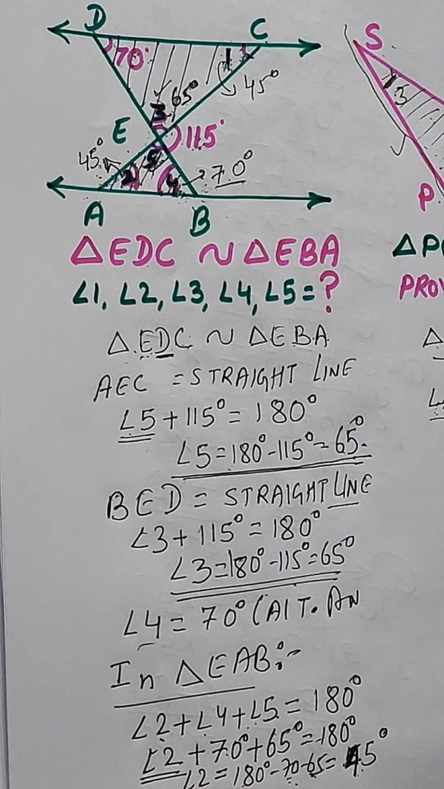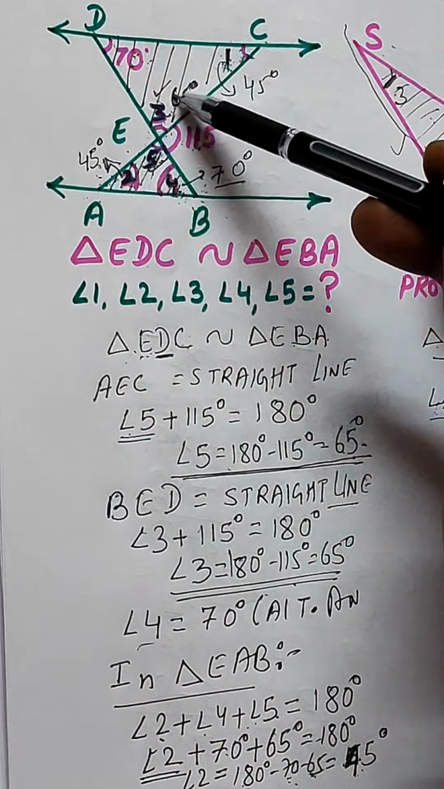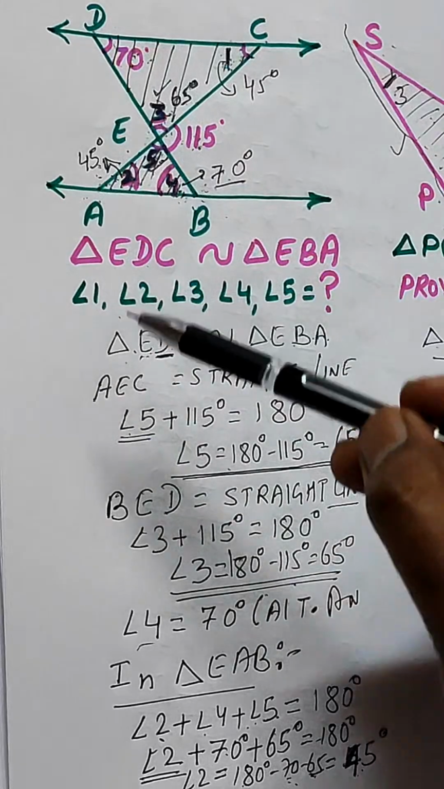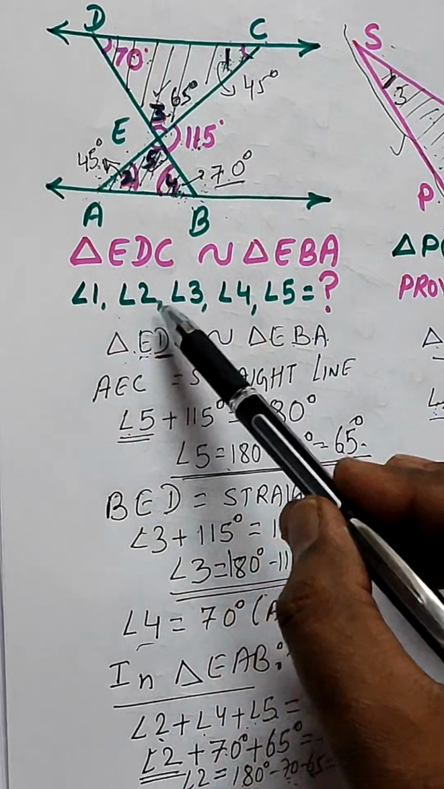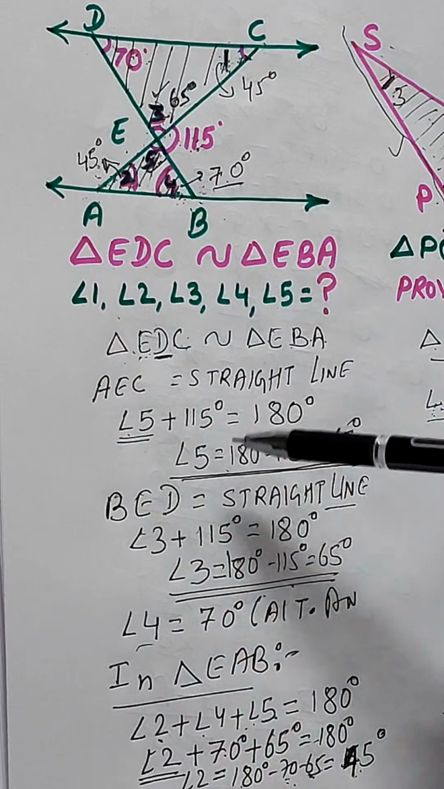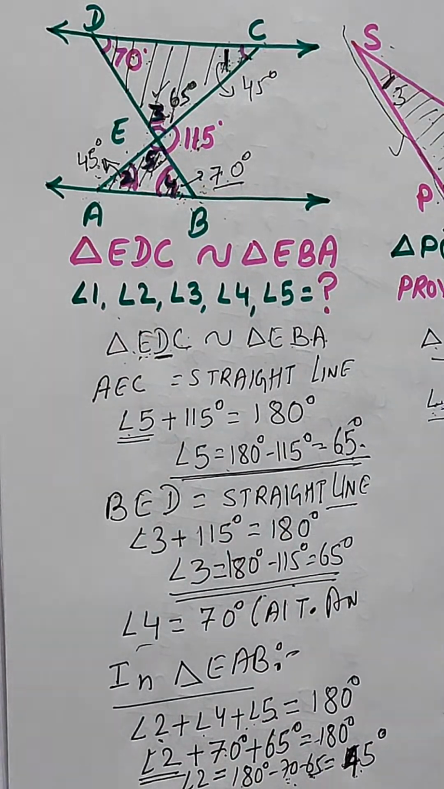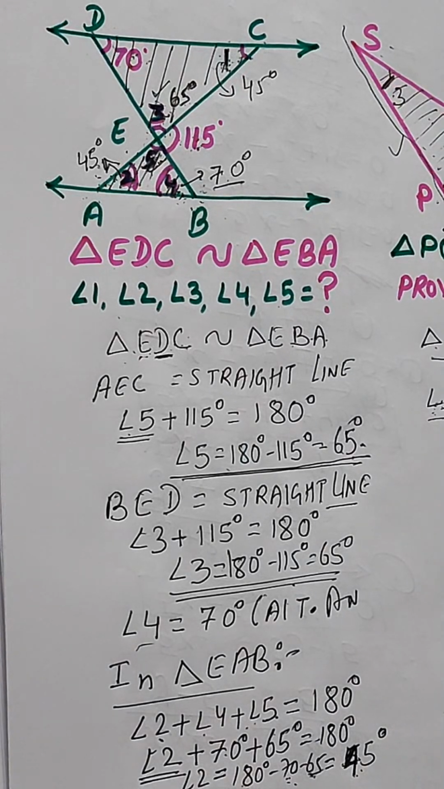Perfectly fine. So here in these two triangles, we have to calculate all the angles which are unknown: 1, 2, 3, 4, 5. So we have solved it and derived all the angles. Okay, and in this way, we have solved the questions.